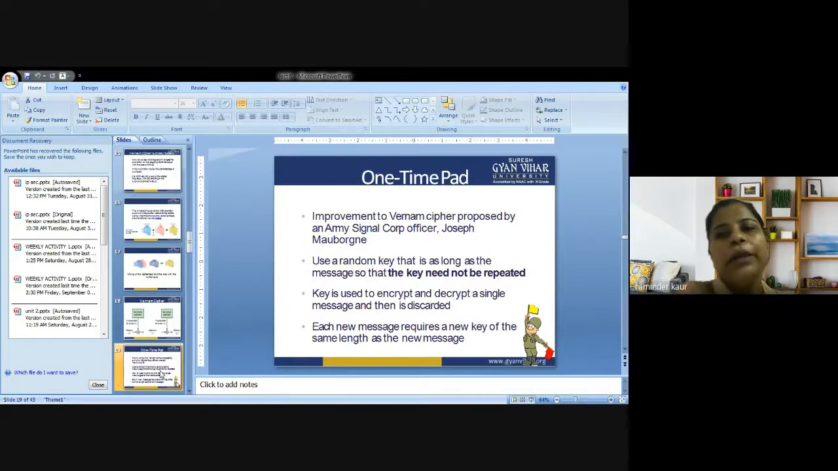Next is OTP. So what is basically OTP? That is the improvement to the Vernam cipher proposed by an army signal officer, Joseph. It can use a random key that is as long as the message, so that the key need not be repeated, and it is used to encrypt and decrypt a single message, and then it is discarded. So each new message requires a new key of the same length as the message.